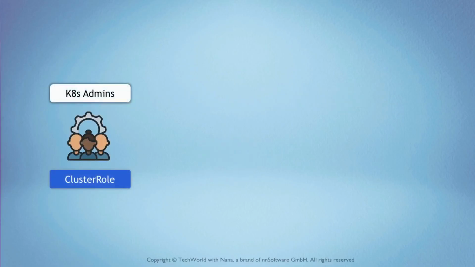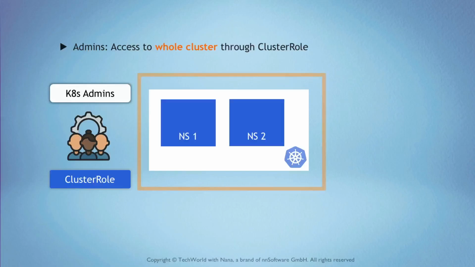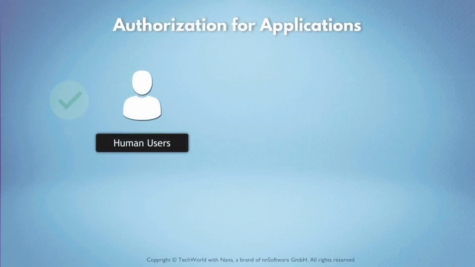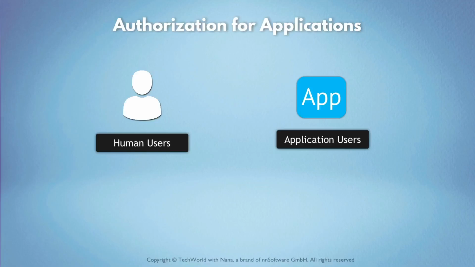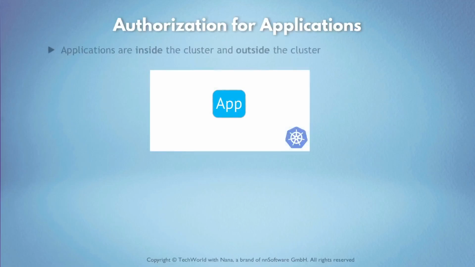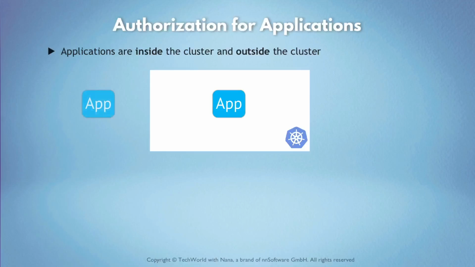Great. So we gave our admins privilege to administer the cluster using cluster role and limited permissions to our developer teams so that each can manage only their namespace and resources inside using roles. So these human user permissions are taken care of. Now, what about application users? Not only people have access to the cluster, applications and services also access the cluster. These applications can be internal, inside the cluster, or outside the cluster.